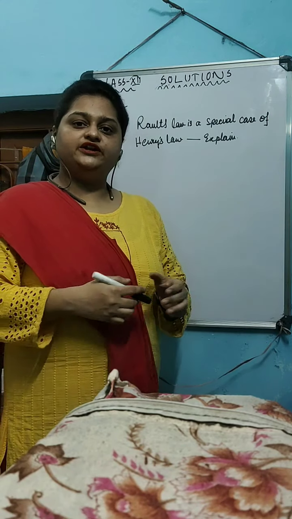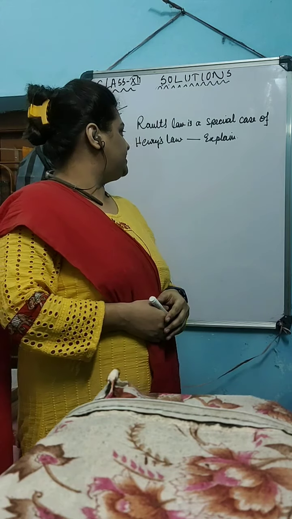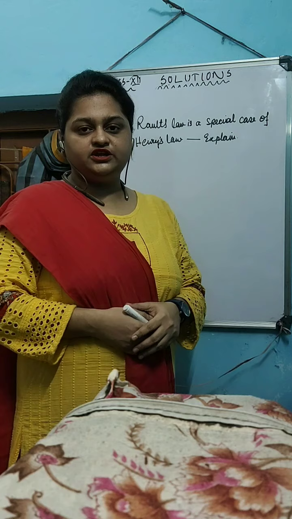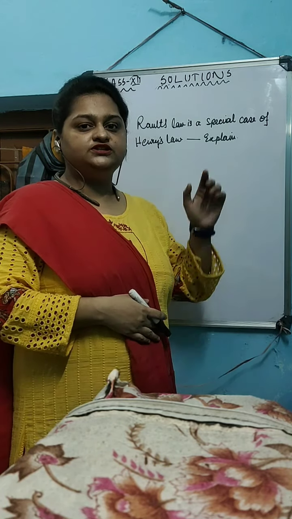Try to do this homework on your own. It says that Raoult's law is a special case of Henry's law; explain. You can take help from the net or any kind of book, but try to do this on your own.